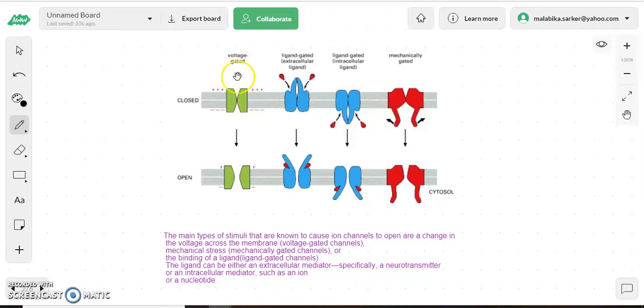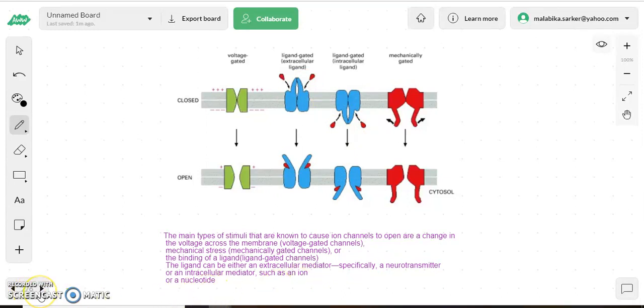Now what can be the stimulus? It can be the voltage. You can see there is a difference in voltage across the membrane. It can be a ligand, either extracellular, outside the cell, or intracellular, inside the cell, or it can be mechanical stress. In the case of mechanical stress, it is called mechanically gated channels. In the case of voltage across the membrane, it is called a voltage gated channel. If it is the binding of a ligand, it is called ligand gated channels. The mechanical stress can be pressure. The ligand can be extracellular, when it is a neurotransmitter, or intracellular ligands include ions or a nucleotide.